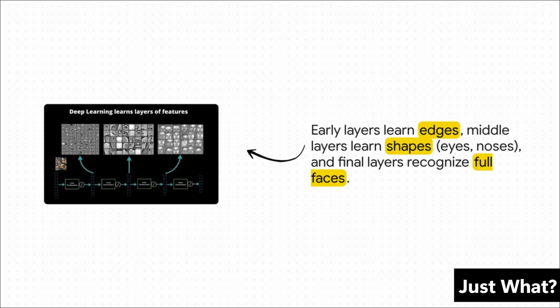But then the next layer takes those simple patterns and learns to combine them into more complex shapes, like an eye or a nose or a mouth. And then the final layers can take those features and learn to assemble them into a complete face. See? Each layer builds a more abstract and complex idea than the one before it.